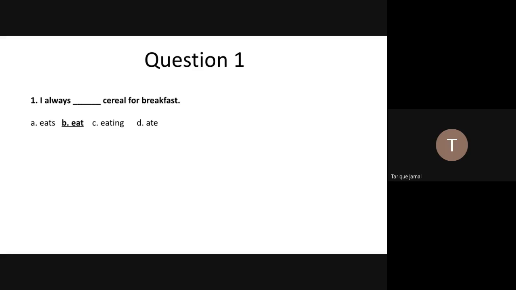Okay, so number 1, I always eat cereal for breakfast, correct? So I eat, right? We don't add S to I. We add S to he, she, it. Remember that. My brother fixes computers for his job. So brother is the third person, right? So that's why we are adding es to it.